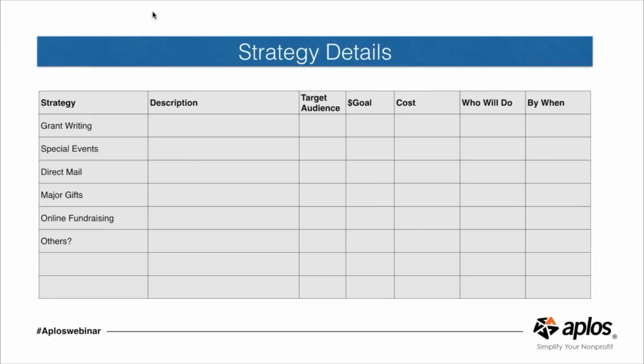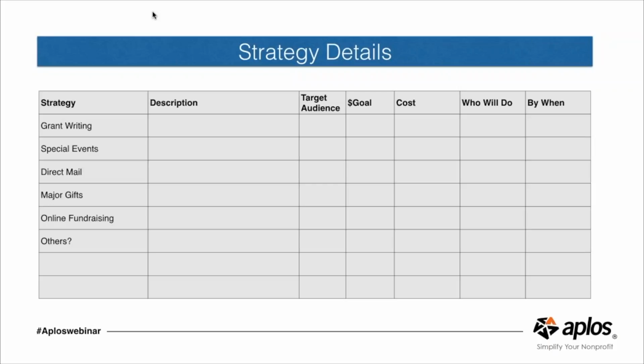Strategy details. So let's get into a little bit. Again, the strategies haven't changed on the left. There's going to be a little description. For example, for grant writing, you're going to say, we're going to write to 2 or 3 local community banks. Who's your target audience? What's your goal? What's the cost? Who will do it, and by when? So now we're getting into the more detailed side of spreading this out.